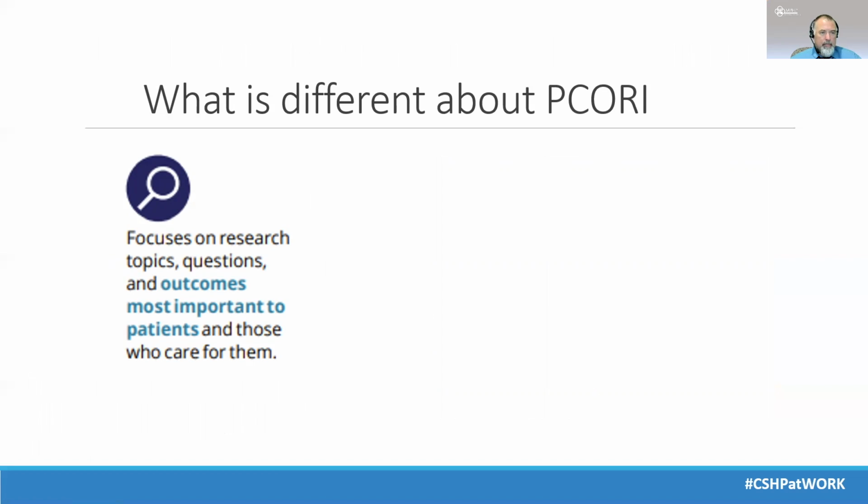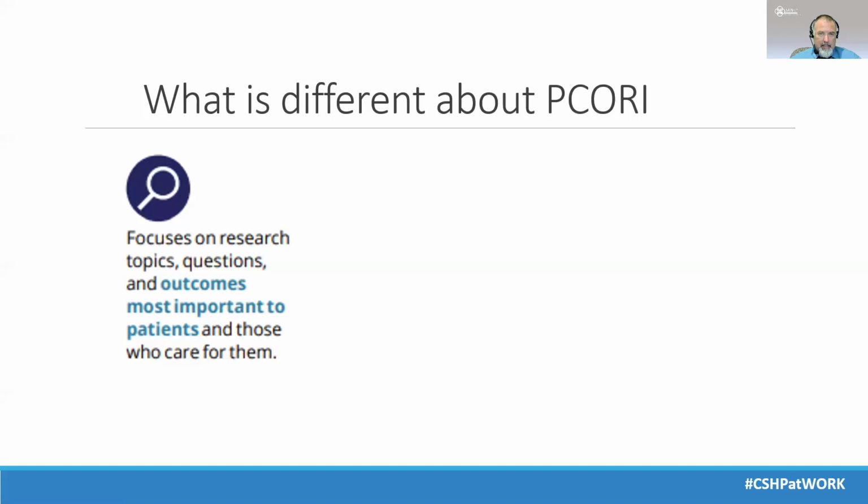But if you've ever been around PCORI, I am certain you've heard the phrase that PCORI is research done differently, or it's changing the face of research, right? So what's different about it? What makes PCORI so different? And there's really three key points that make PCORI different from other research funders. The first one is that the research focuses on topics, questions, and outcomes that are important to patients and those who care for them. And it's that outcomes that are important to patients that really sets PCORI apart.